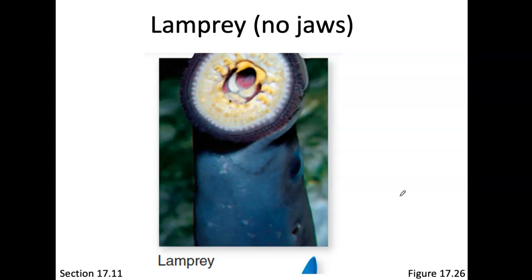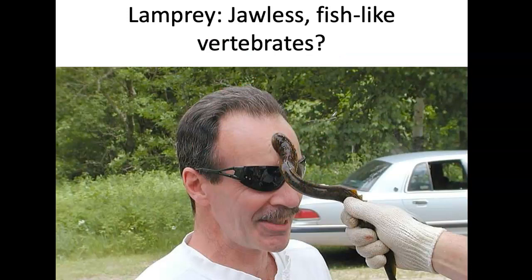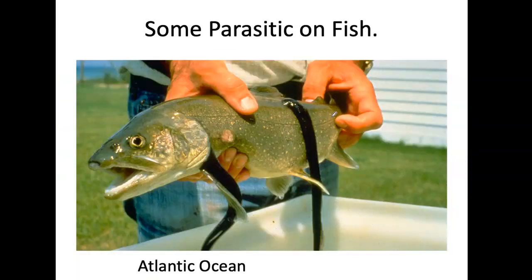The lamprey has no jaws. And these are sucking, nasty parts that will attach on and suck from their prey. This is a lamprey attached onto a guy. I guess they're having fun with this, but I wouldn't enjoy that, I don't think. Some of these lamprey are parasitic on fish here in the Atlantic, and so they will attach onto them. And they will leave a little wound like this. So they are parasites. They have sucking mouth parts, and they do parasitize larger fish.